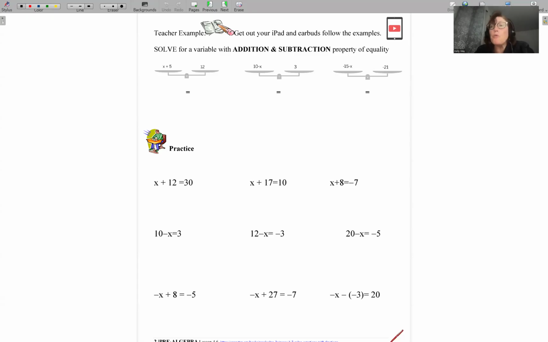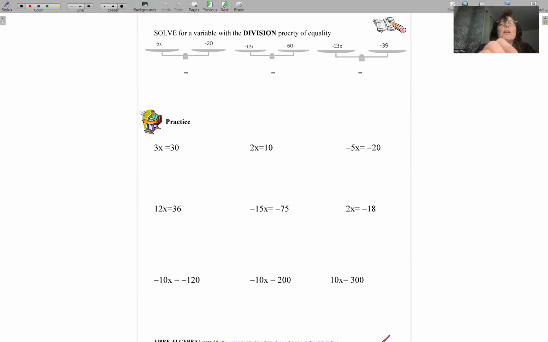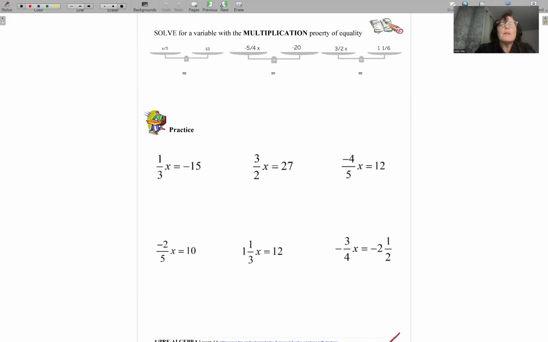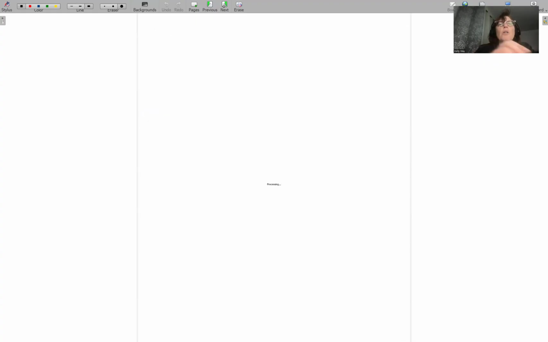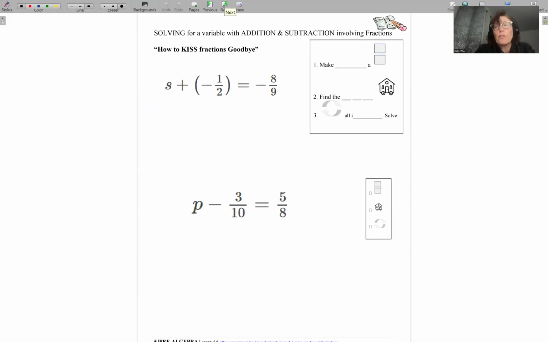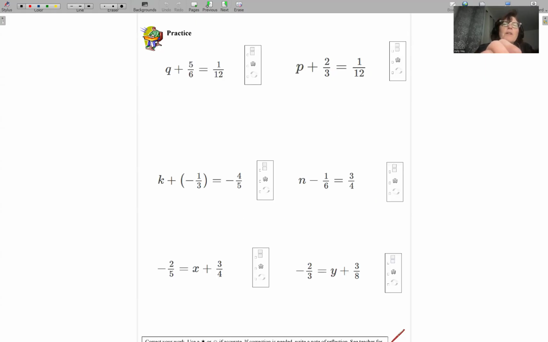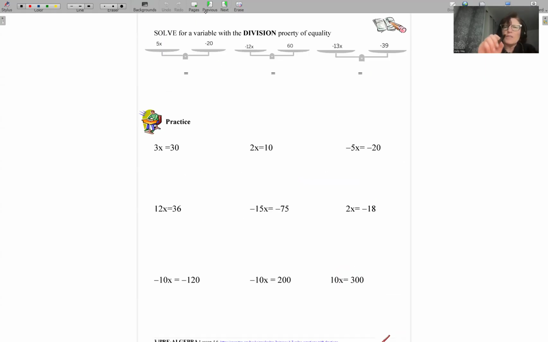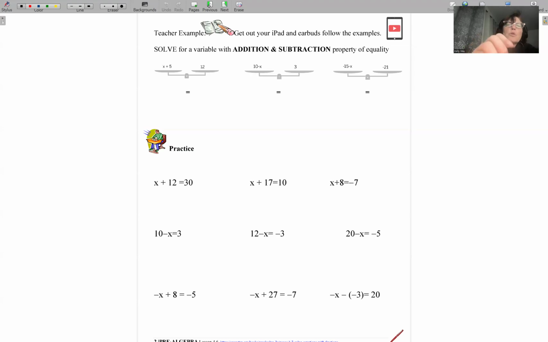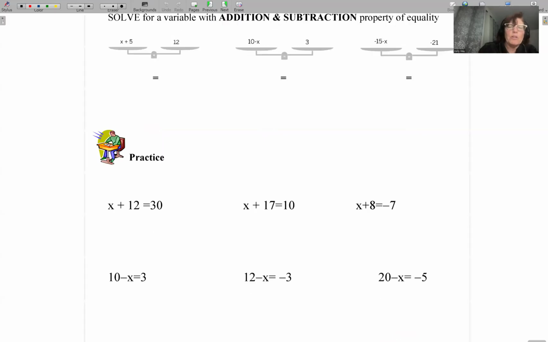Going to be working through 4 sample problems. Addition and subtraction, property of equality using fractions. Division, property of equality. Multiplication, property of equality. And we're going to be solving equations with fractions. We're going to do one of each section. And as I finish my examples, then you're going to finish the practice section on your own, check, and then move on.